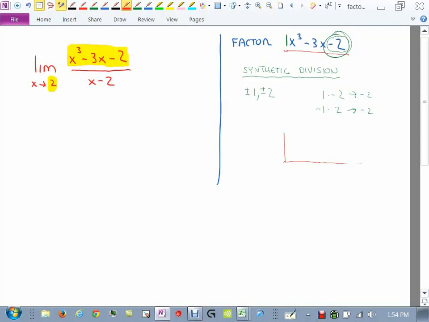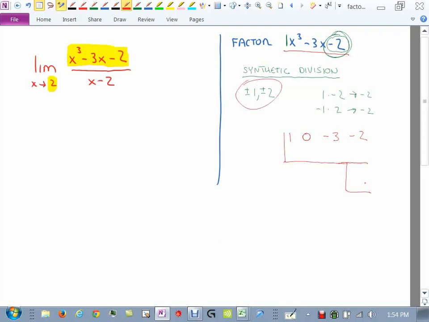So I'm going to put in the 1 that's in front of x cubed. I do not have an x squared, so I have to represent it with a 0. Then I put a -3, then I put a -2. Okay, and then at this point, I start using these and trying to do synthetic division until I get a remainder down here of 0.